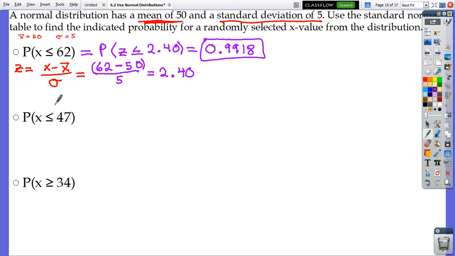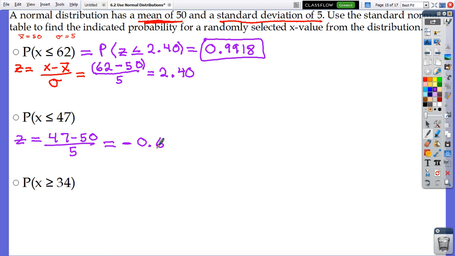All right, let's do another one real quick together. Here I've got X is less than or equal to 47. Again, that does not fall on my chart, so change it to a Z. This time it's going to be 47 minus 50 over 5. 47 minus 50 is negative 3. Negative 3 divided by 5 is going to be negative 0.6.